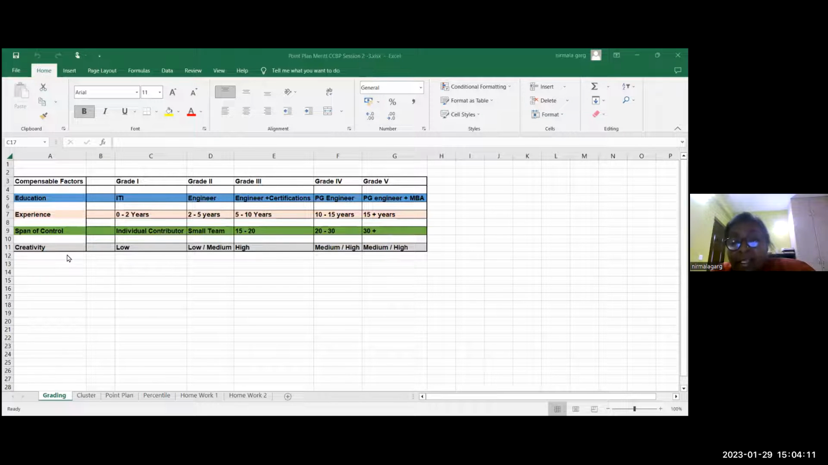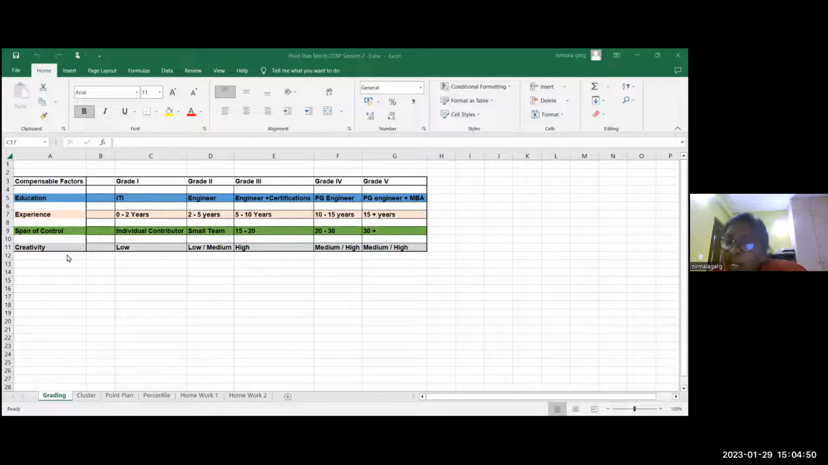Creativity: at grade 1, I said low. Grade 2, low to medium. Grade 3, high. Grade 4, medium to high, depending. So, what have I done now? After having identified my compensable factors which run through all the positions in the organization, I've said I would like to have 5 grades. Then I've also written descriptors saying which grade will require what level of intensity of education, experience or span of control. You may ask me, but why write descriptors?